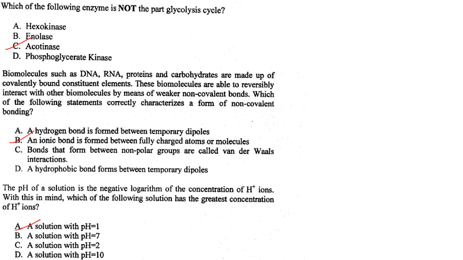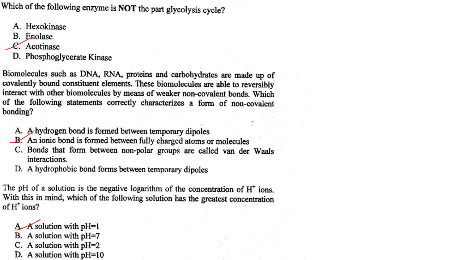Biomolecules such as DNA, RNA, proteins and carbohydrates are made up of covalently bonded constituent elements. These biomolecules are able to reversibly interact with other biomolecules by means of weaker non-covalent bonds. Which of the following statements correctly characterizes a form of non-covalent bonding? So, an ionic bond is formed between fully charged atoms or molecules. So, answer is option B.